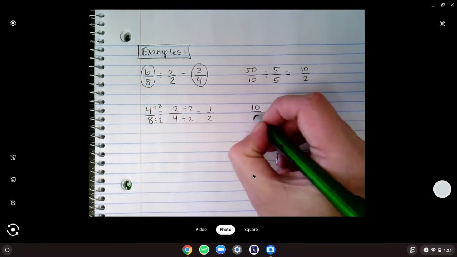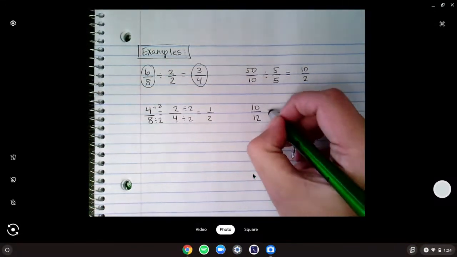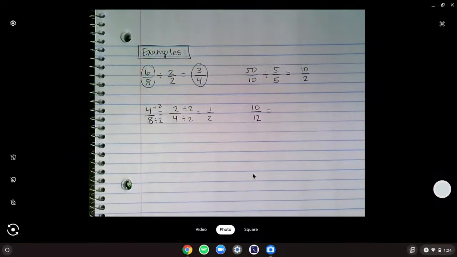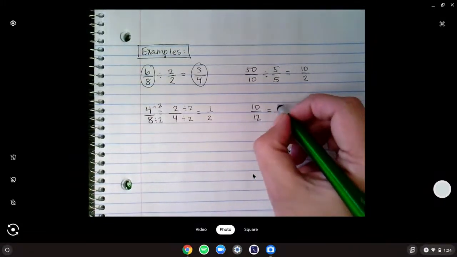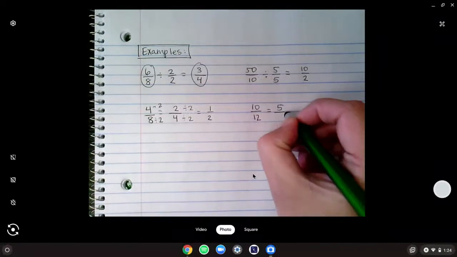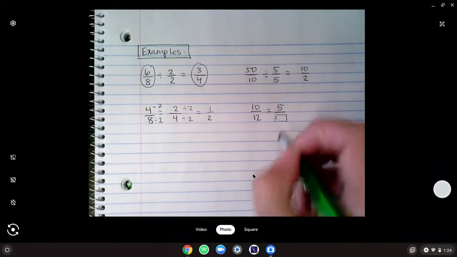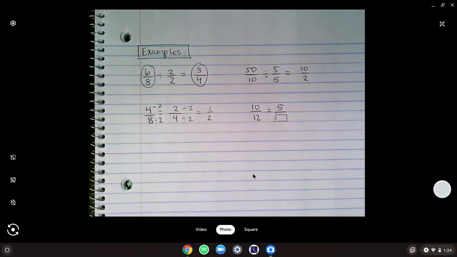Let's start at 10/12. And I want you to find the fraction that has a numerator of 5, and we don't know the denominator. I'm going to put a box there because we don't know it. You already got it? Or you have a question? Oh, yeah, I already have.